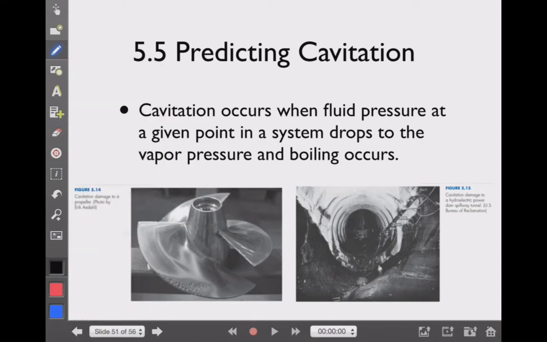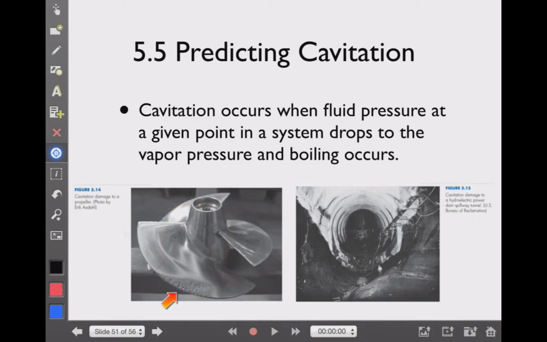And this shows some pictures of the results of cavitation. You can see the devastation to some of these materials. Here's a small propeller, looks like from a boat, and we can see that there's this pitting that occurs here. This happens because we have very high velocity jets or streams of fluid that are generated around the blades of the propeller as it's rotating.